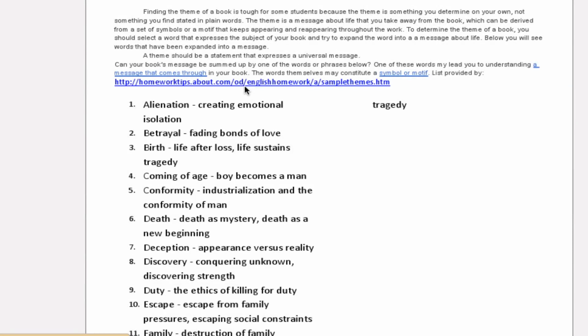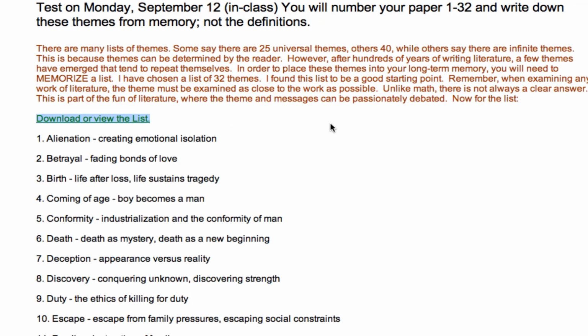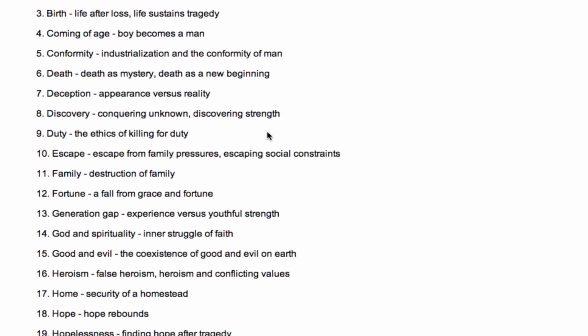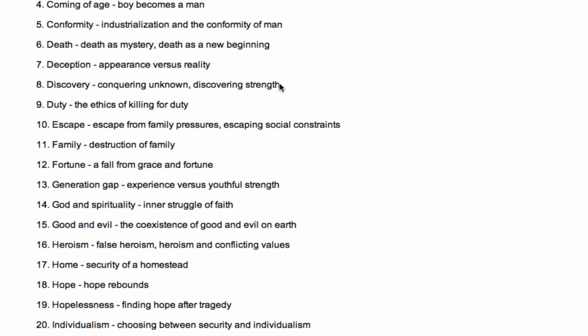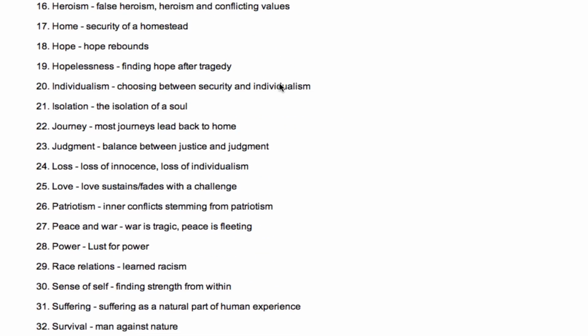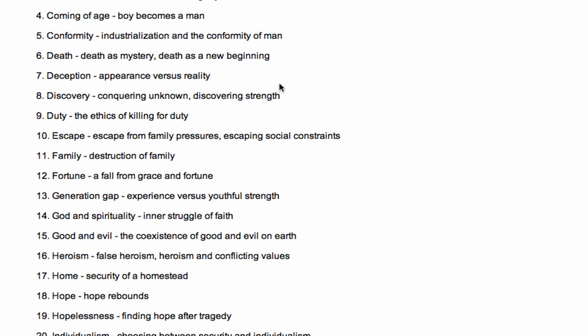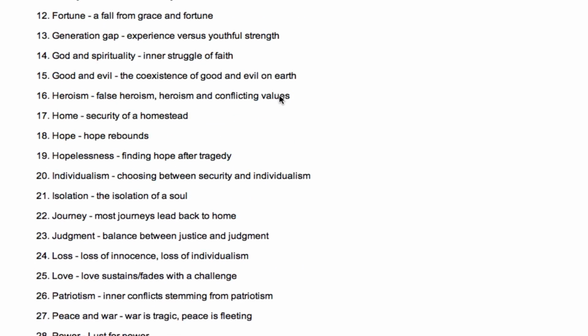As you can see, you can easily print this page out for yourself, but the list is also here. Now, you're going to take these themes and you're going to memorize them. You only need to memorize the word. You do not have to memorize the definition, for now at least. So try to get these 32 words committed to memory. The list is in alphabetical order. You do not have to memorize them in order, but sometimes having some kind of order will help in the memorization process.